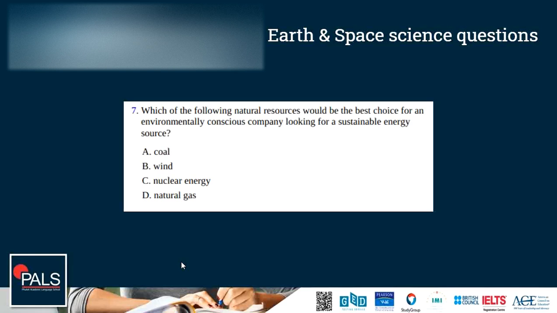Which of the following natural resources would be the best choice for an environmentally conscious company looking for a sustainable energy source? Coal, wind, nuclear energy, or natural gas? That shouldn't be too difficult. The only renewable energy from the list is wind in this case. Coal, nuclear energy, natural gas are considered non-renewable energies. And wind power is probably the best option in this case, so the correct answer is B.